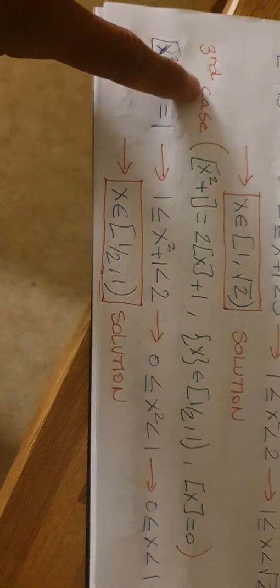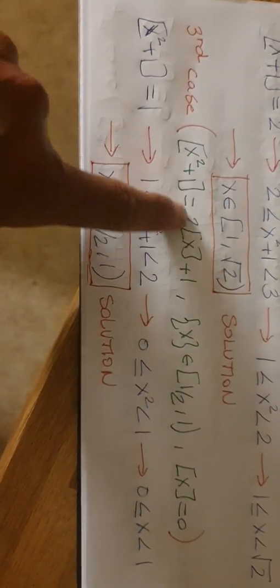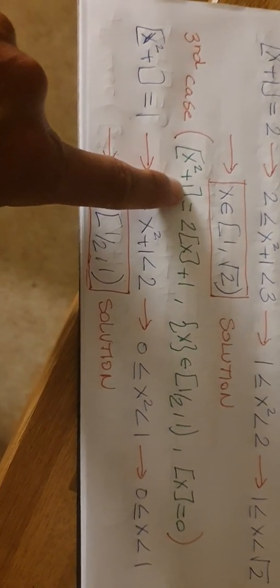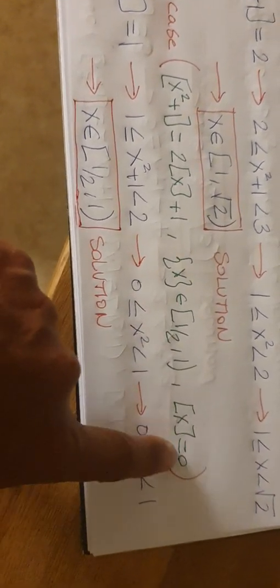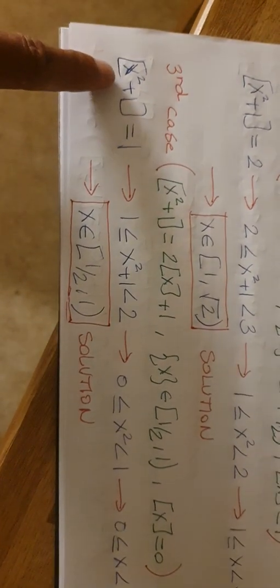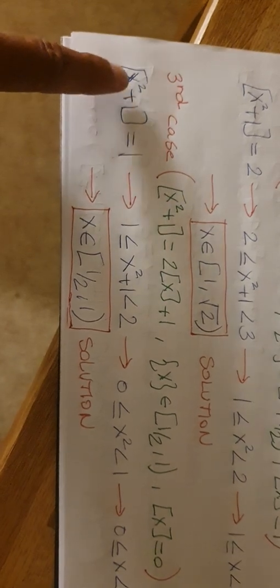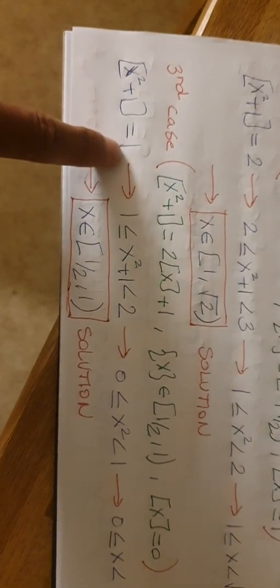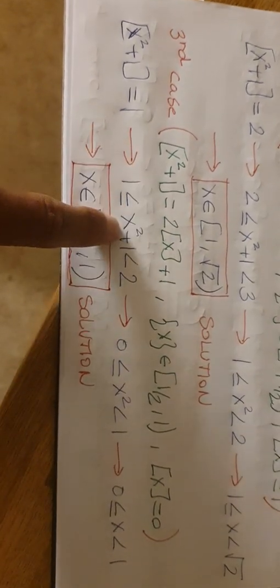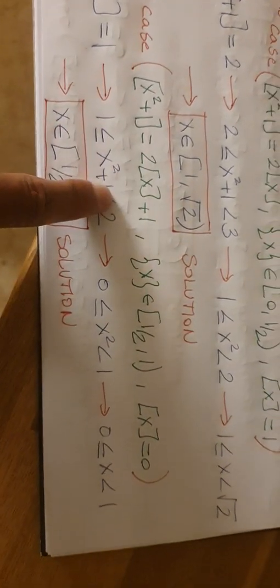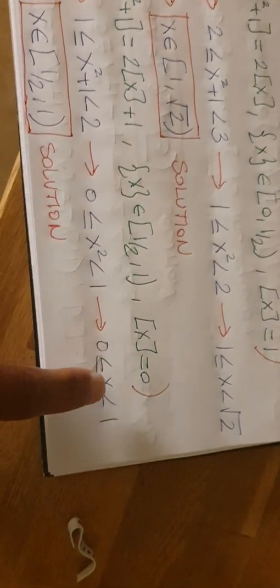All right, moving on to the third case. The third case, now we have this equation which holds under this condition, and now we let the integer part of x is equal to 0 as before. So in this case, the equation becomes the integer part of x squared plus 1 is equal to 1, since 2 times 0 is 0, which gives us, according to the definition, this, and then this, and then this.